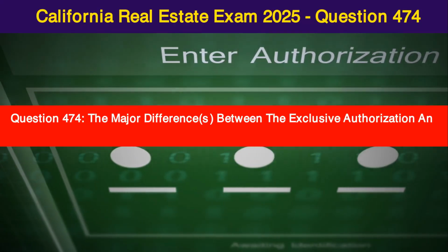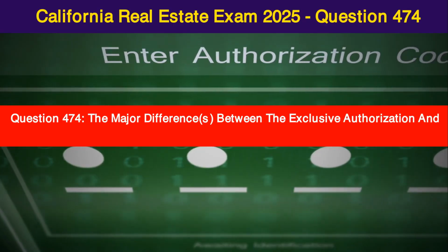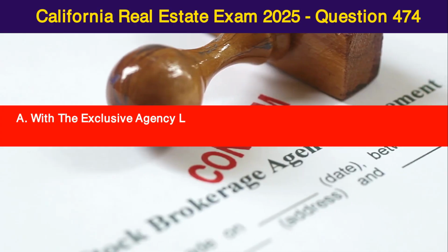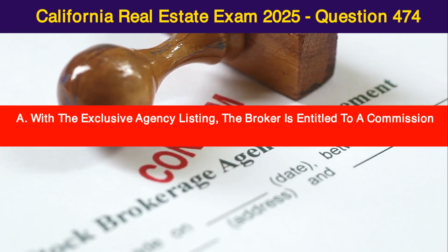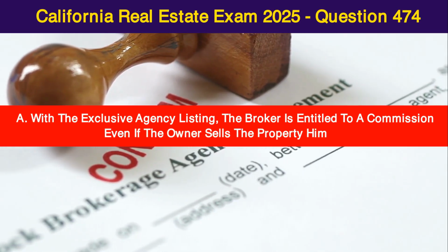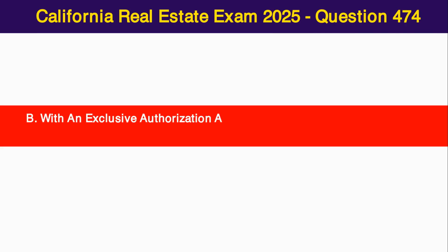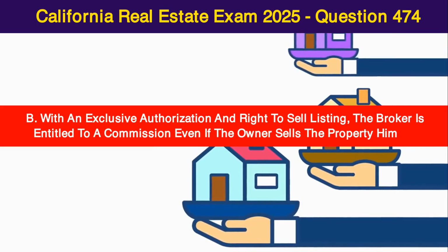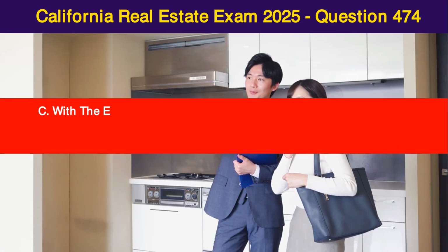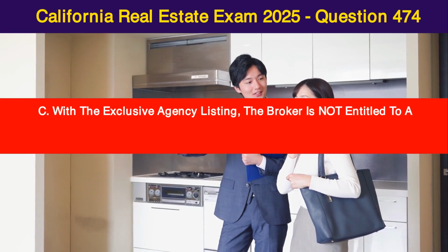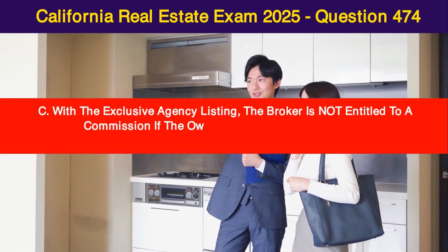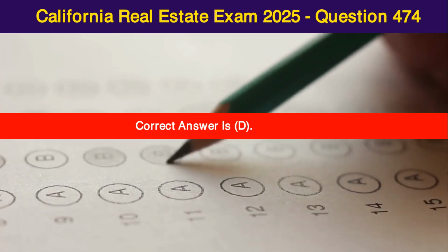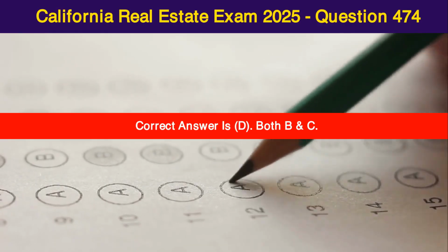Question 474. The major differences between the exclusive authorization and right to sell listing and the exclusive agency listing are: A. With the exclusive agency listing, the broker is entitled to a commission even if the owner sells the property himself. B. With an exclusive authorization and right to sell listing, the broker is entitled to a commission even if the owner sells the property himself. C. With the exclusive agency listing, the broker is not entitled to a commission if the owner sells the property himself. D. Both B and C. Correct answer is D. Both B and C.